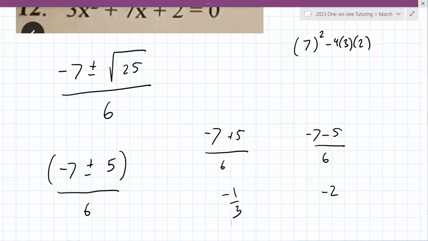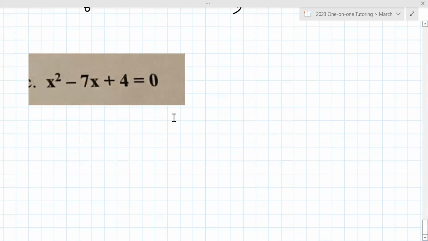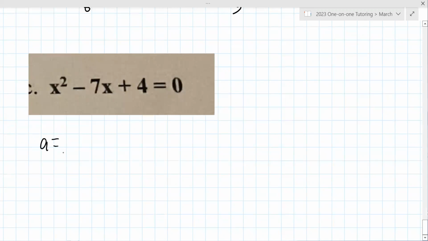14, 15 are very similar. Oh, and that's it. Oh, good. Okay, so for 14 here, we are going to determine the discriminant. So A equals 1, B equals -7, and C equals 4.